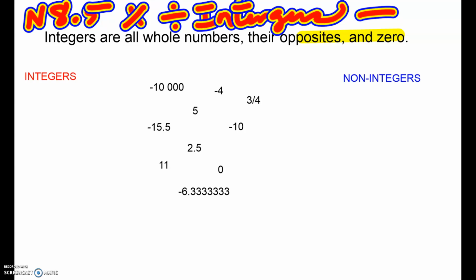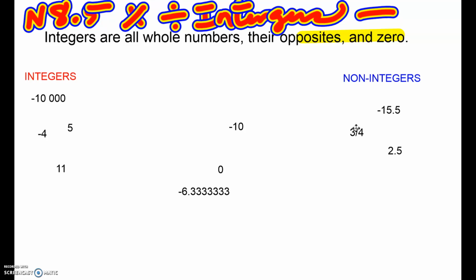So -10,000, that is an integer. -15.5, no, it is not an integer. Integers do not include decimals. -4, yes. +5, yes. 11, yes. 2.5, no. 3/4, that's 0.75, nope. -10, 0, yes. And this repeating decimal, no. Good job.